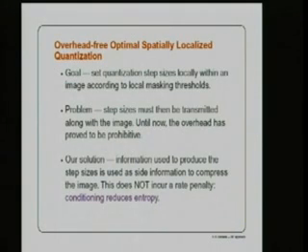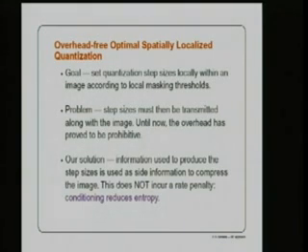Now the last application I want to talk about is overhead-free optimal spatially localized quantization. The material that I skipped, which had to do with tuning the masking to what was going on in the image, does suggest a spatially localized approach. If I can tune how much error I should put into different regions depending on what they are, then I should be able to do better. Now the big problem with any type of labeled compression where you tune to different regions is that you have to send the region map.